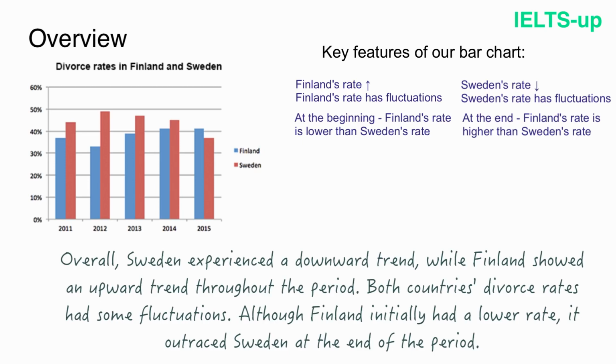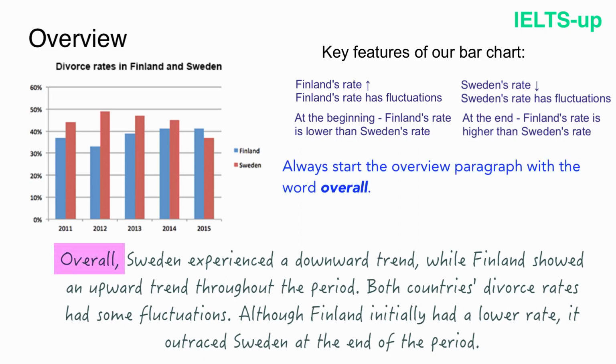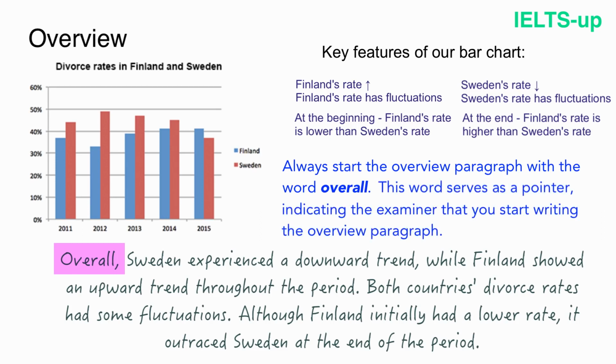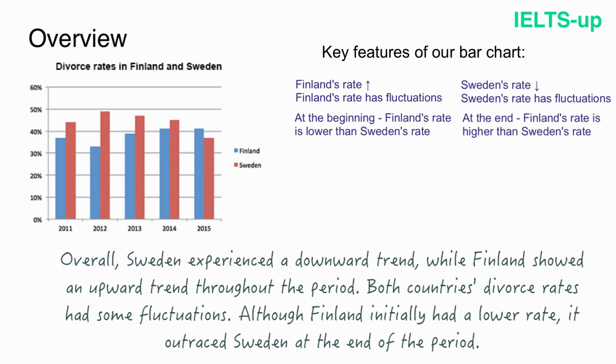You can see that the first word I use is the word overall. Always start the overview paragraph with the word overall. This word serves as a pointer, indicating to the examiner that you start writing the overview paragraph. Next, I wrote a phrase, Sweden experienced a downward trend. This is just a nice way of saying that Sweden's rate went down. And I wrote that Finland showed an upward trend. Likewise, this means that Finland's rate went up.